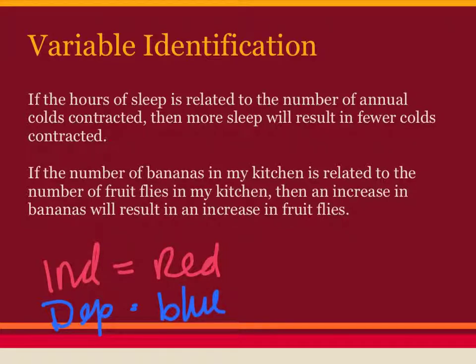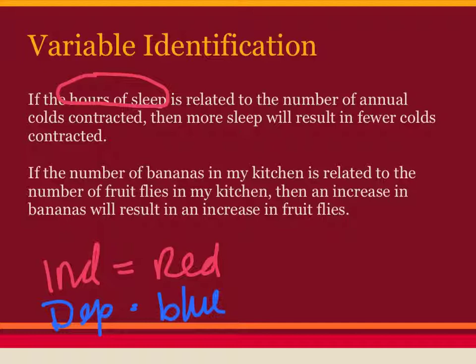So let's take a look. If the hours of sleep is related to the number of annual colds contracted, then more sleep will result in fewer colds contracted. Keep in mind, this is one of the hypotheses we took a look at previously. So what can I control here? That is to say, what is the independent variable? Well, I can manipulate how many hours of sleep I sleep. I can sleep longer, or I can wake myself up earlier. I have direct control over the hours of sleep I sleep per night.